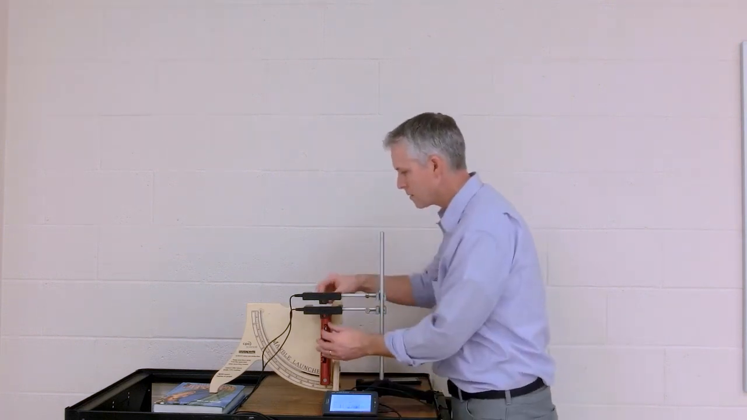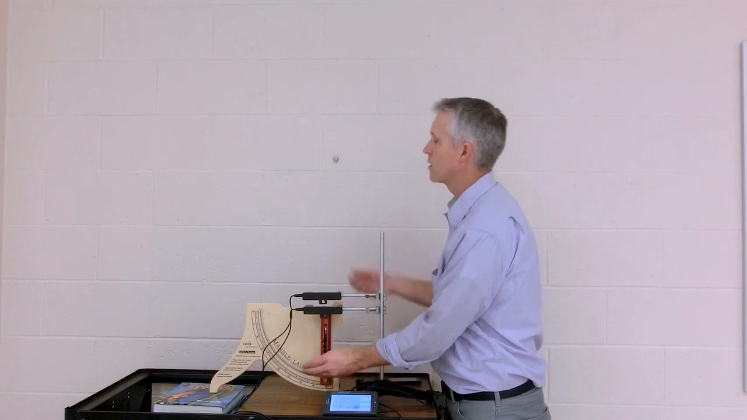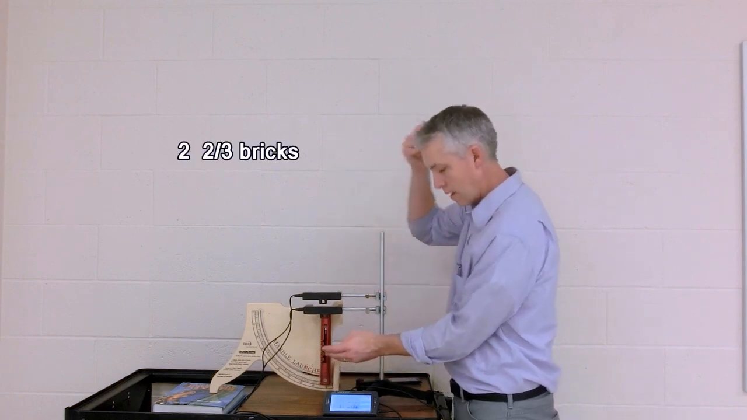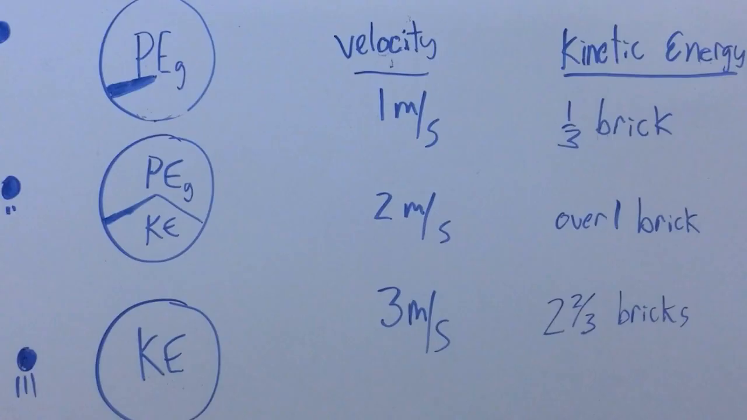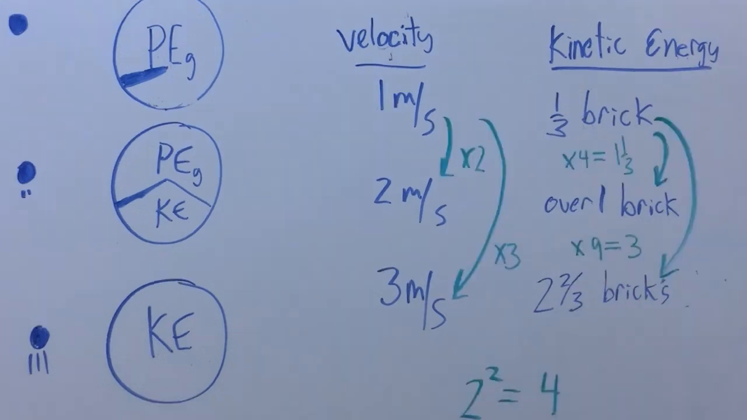And then we'll try to hit 3 meters a second. And 2 2/3 bricks for the height, and we're really close to 3 meters a second. And you can see that when we were doubling the velocity, it does not double the energy we get at the end. If we look closely at it, we'll see that when you double the velocity, it's pretty close to 4 times the kinetic energy. 4 times 1/3 would be 1 1/3, and we were pretty close to that, a little under, but close.